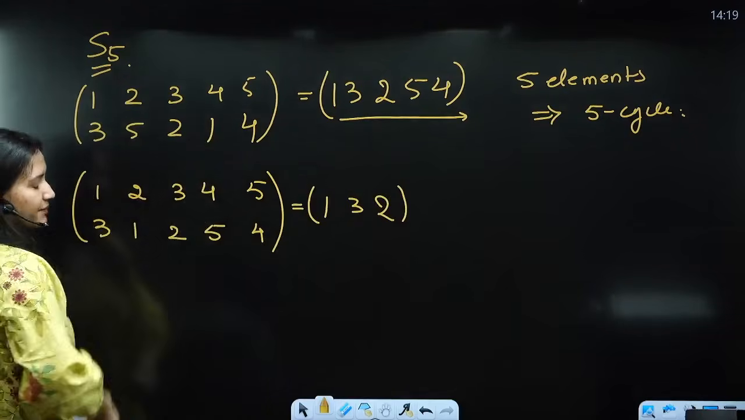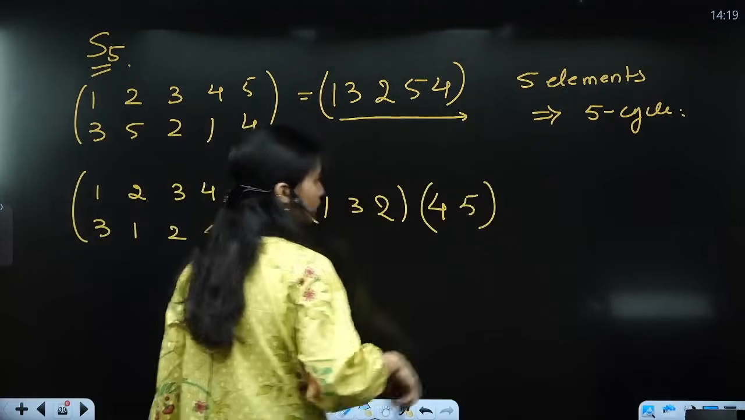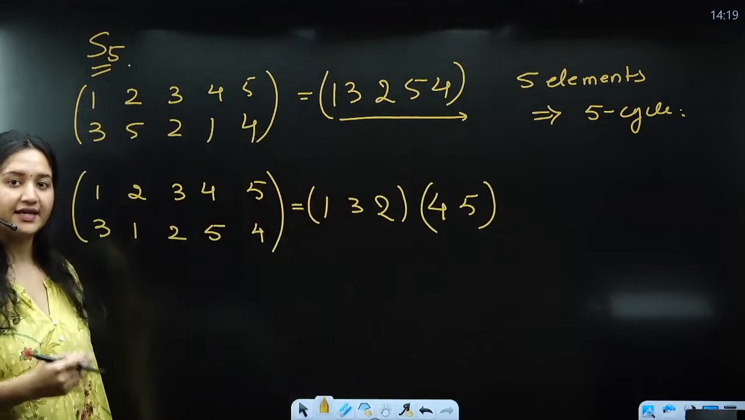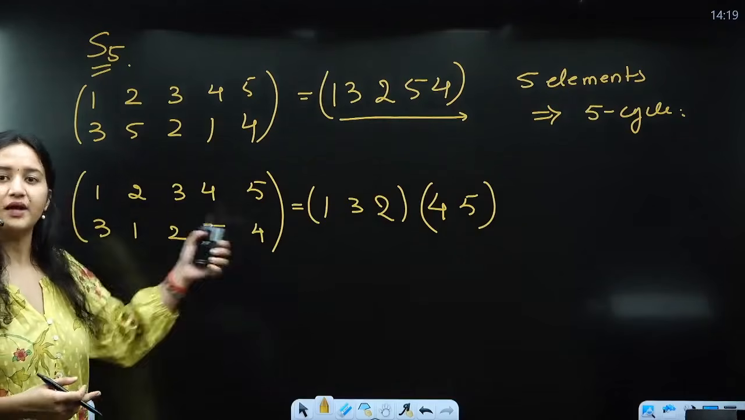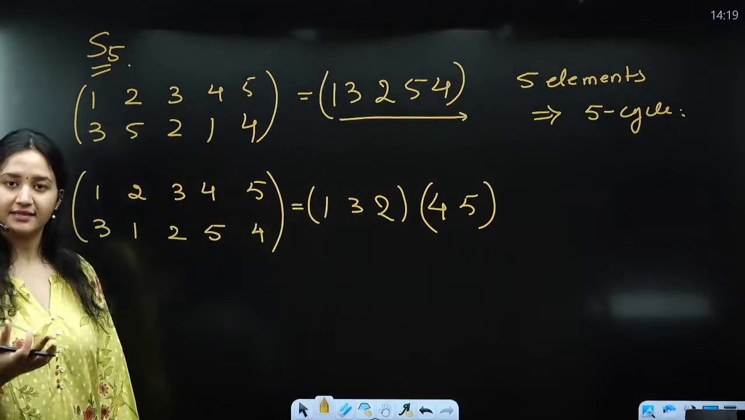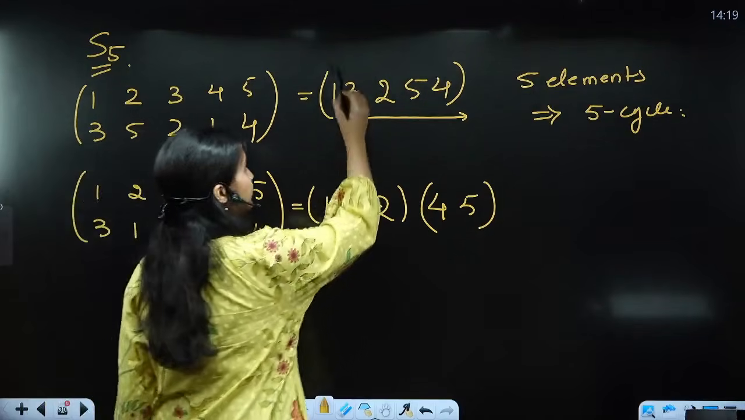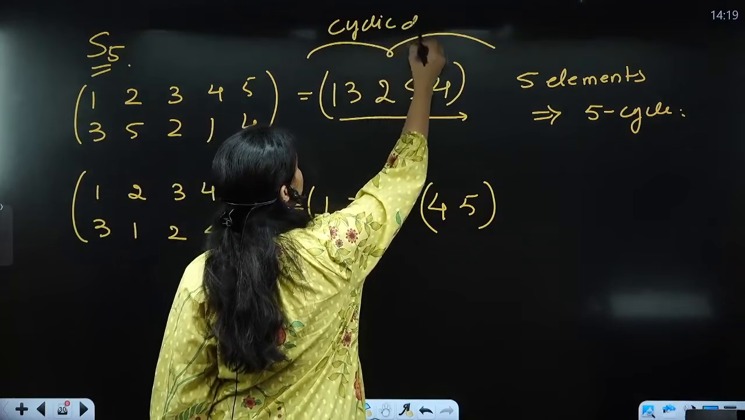Now again, what is happening? 4 is going to 5 and 5 is going back to 4. So here we are getting 2 separate R cycles for one permutation. For one function we are getting 2 different R cycles, right? And this representation is known as cyclic decomposition.